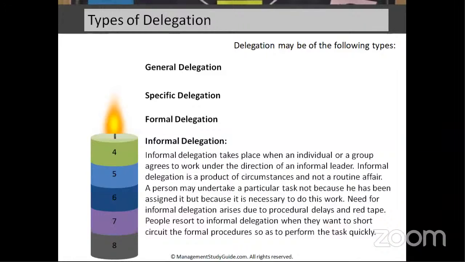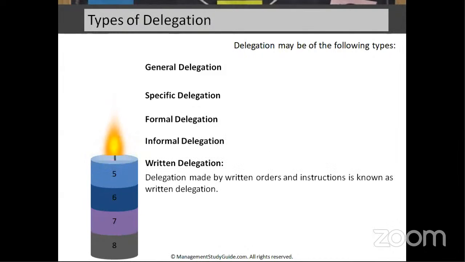A person may undertake a particular task not because he has been assigned it, but because it's necessary to do this work. Need for informal delegation arises due to procedural delays and red tape. People resort to informal delegation when they want to short circuit the formal procedures so as to perform the task quickly. Then you have the written delegation made by written orders and instructions, is also known as written delegation.